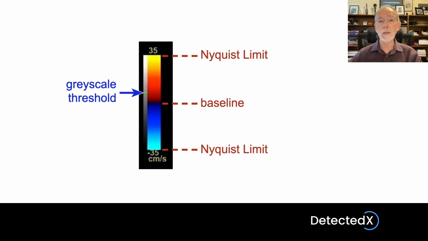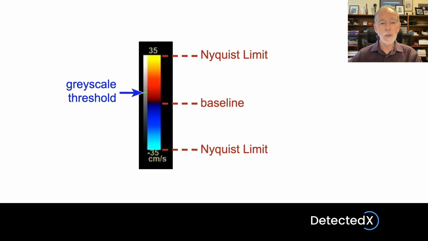We haven't done any angle correction, so how is the machine calculating this? Once again, as I explained for pulse Doppler, if you haven't angle corrected, the machine will assume that the angle is 0. In other words, the beam is parallel to flow direction.